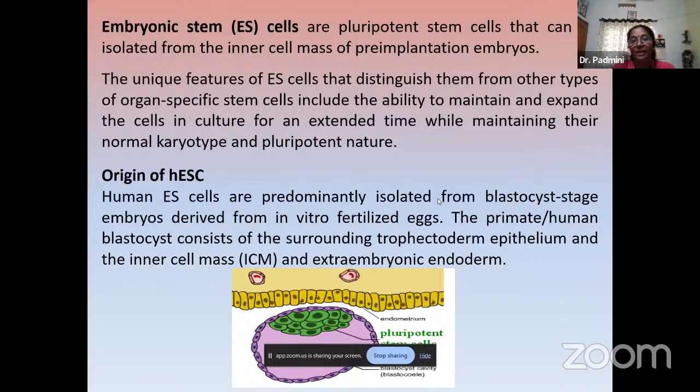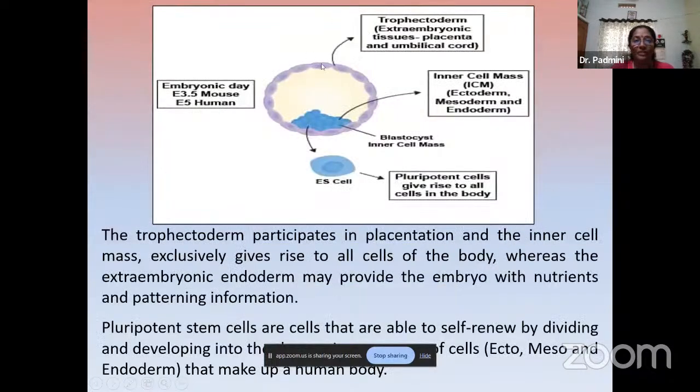So blastocyst stages from day 4 or day 5, you can take out these fertilized cells, that is the embryonic cells. The primate and the human blastocyst consists of a surrounding trophectoderm. So they have a trophectoderm epithelium and an inner cell mass, and of course the extra embryonic endoderm also is formed around them. Now, if you can see in this picture, this is the trophectoderm that I was talking about, which is going to form the future placenta, and this is the inner cell mass that is going to form the future embryo, and they are going to form different cells. That is the blastocyst stage, which is also pluripotent and can give rise to any different type of cell.